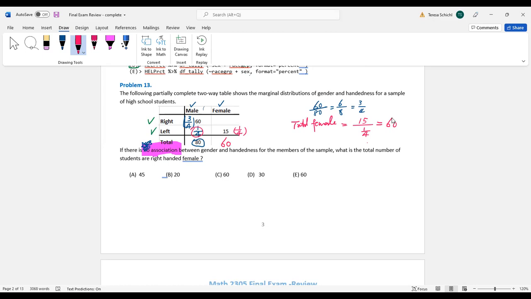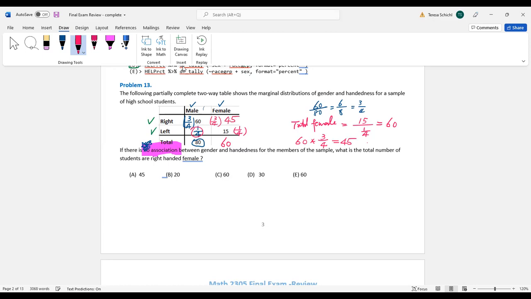Now, because the male is 3/4 right-handed, I expect the female will be 3/4 as well. And the total female is 60. So what is 3/4 of 60? It will be 60 times 3/4. What will that be? That will be 45, right? So this will be 45 students.